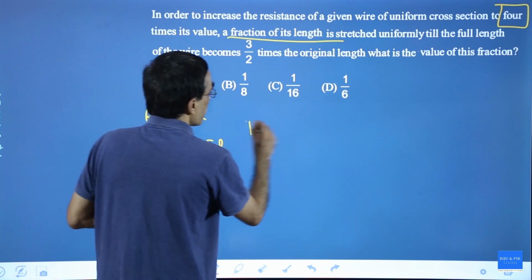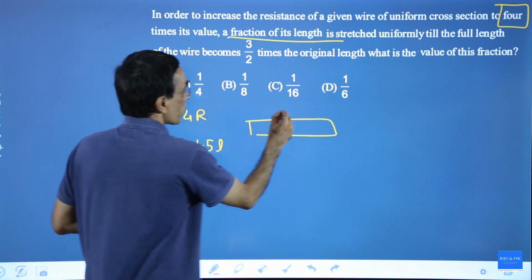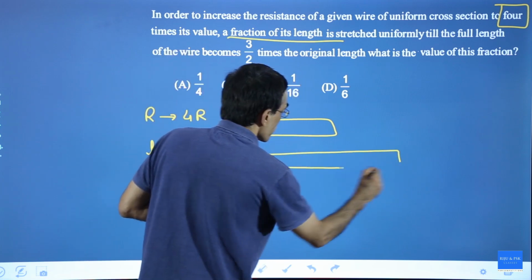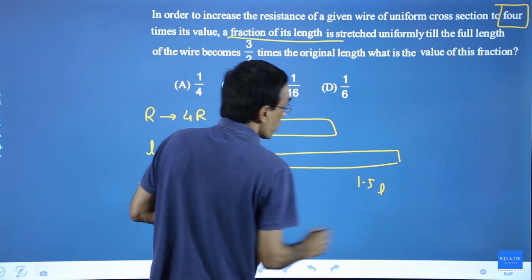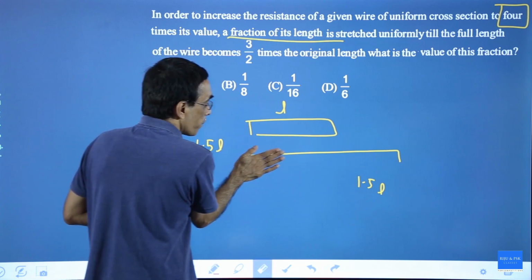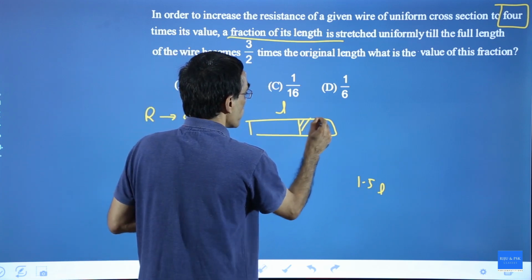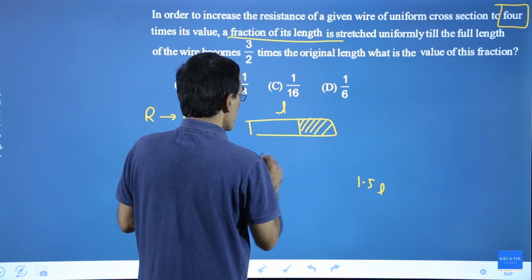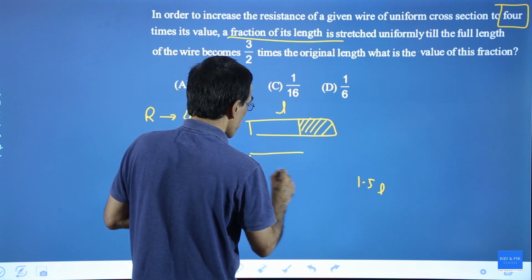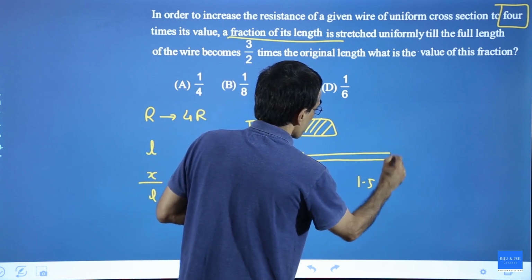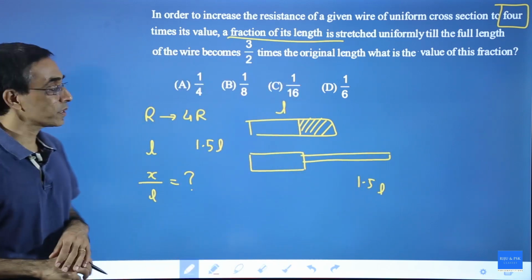For example, you have this diagram where the wire is L. You elongate this to 1.5 L, not by completely stretching, but by stretching a small part. Like you take a small section here, then you stretch that one. So the other section will remain like this, and this section will get stretched. This is the concept of this problem.